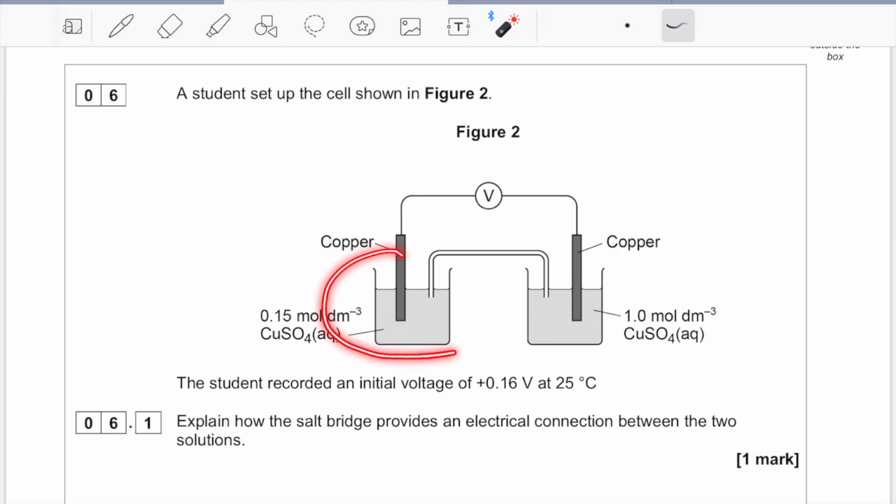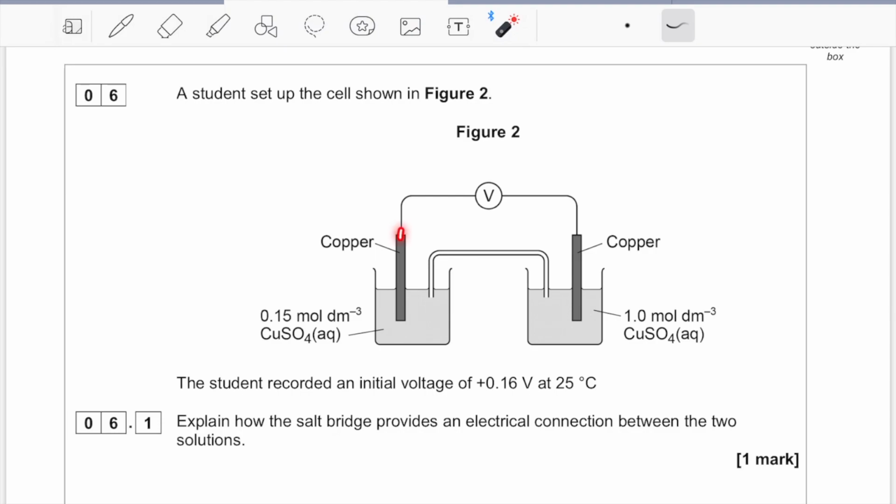So the half cells are the metal and the solution, and we complete the circuit in two ways. We've got the salt bridge, and the salt bridge will always have to be soluble. It'll be a soluble ionic compound. Your safest bet is to go for potassium nitrate. All group 1 ionic compounds are soluble, all nitrate compounds are soluble.